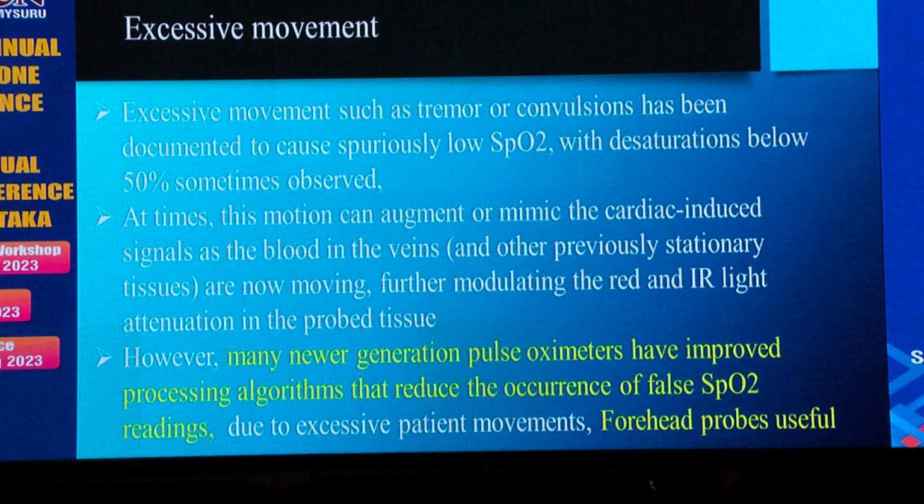So what are the newer technologies? They filter out these noises. These movements will be filtered out. Then all the artifacts will be filtered. Then there are algorithms to reduce the occurrence of false SpO2 readings due to excessive patient movement. Then for these patients, forehead probes are definitely helpful. So in this condition, newer probes are better, of course.